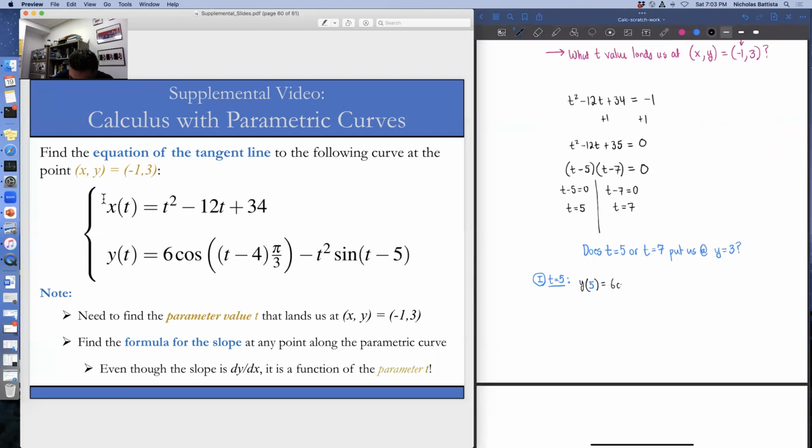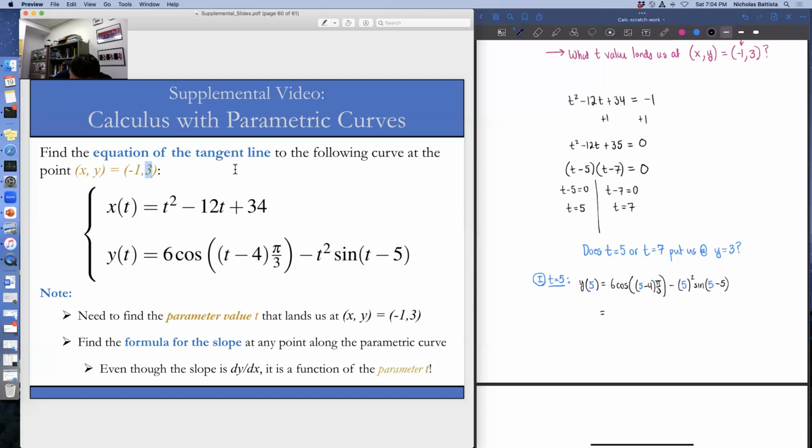So we have 6 times the cosine of 5 minus 4 times pi over 3, and then minus a 5 squared times sine of 5 minus 5. Let's see what this whole thing reduces to. Again, we're hoping that y of 5 places us at the y value we care about of 3. So let's see what this does.